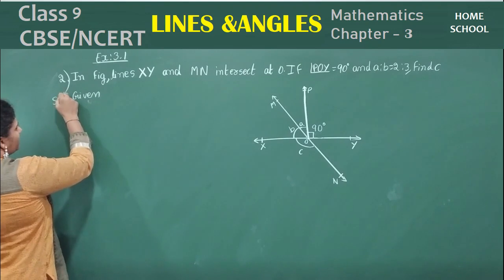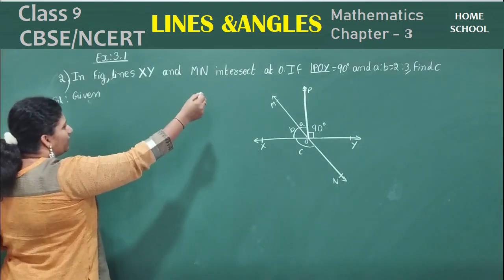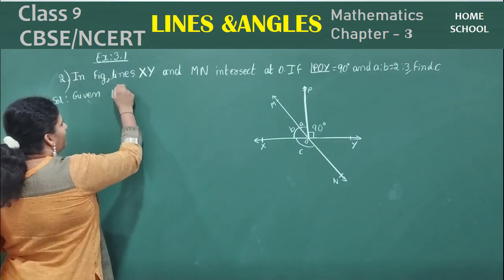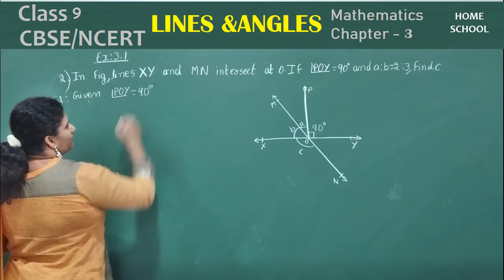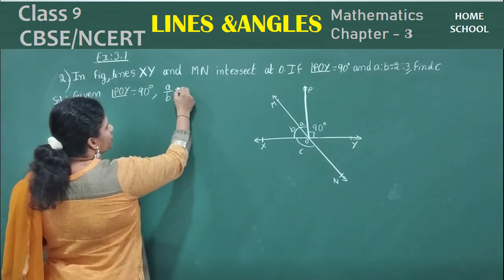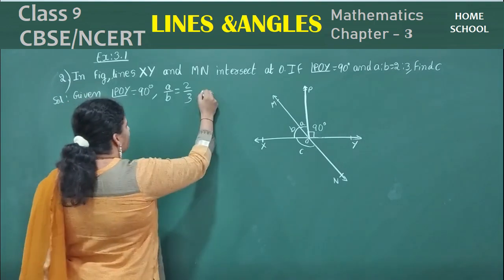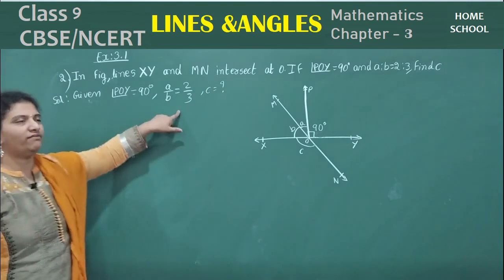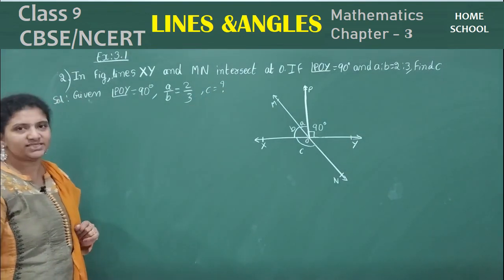So let's start our answer with solution. Given XY and MN intersect at O, you can write. Then I will write here angle POY is equal to 90 degree. And what they have given? A is to B is equal to 2 is to 3 ratio. Find C is equal to question mark. These are all given. This you need to find. Okay, let's start. How can we start here?